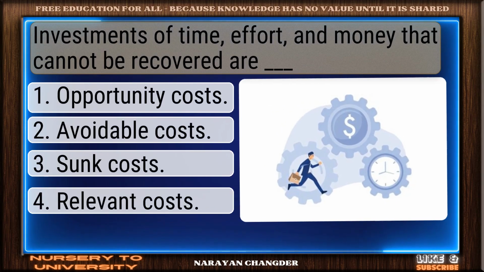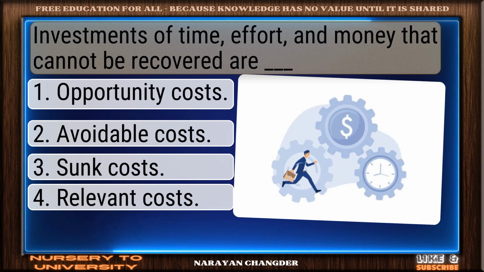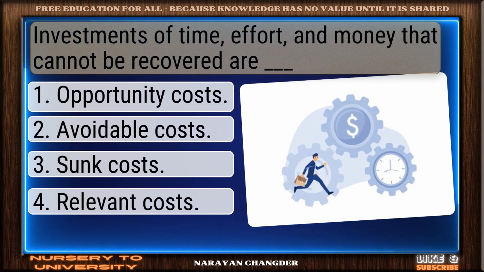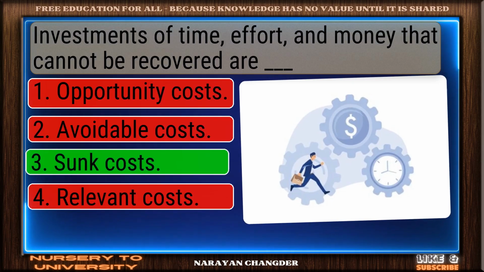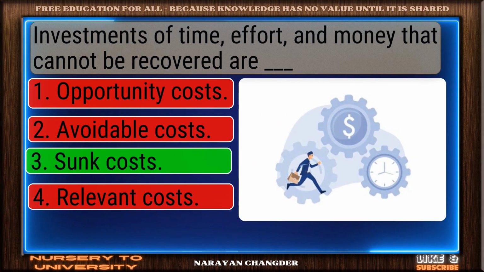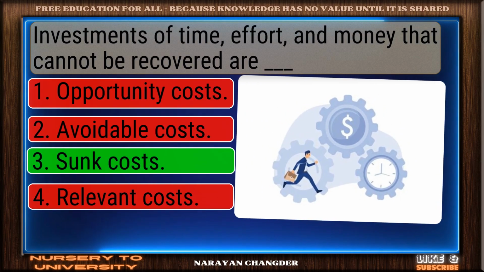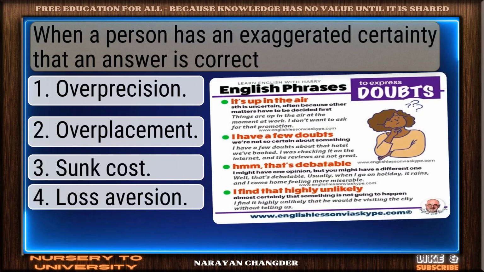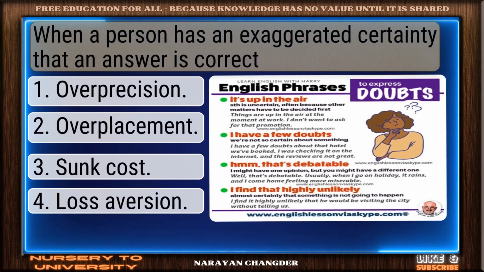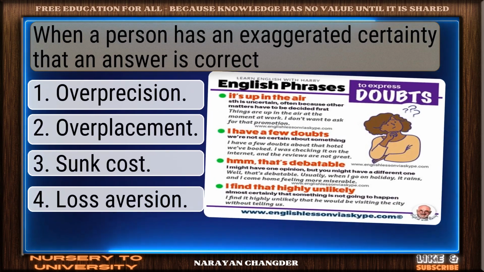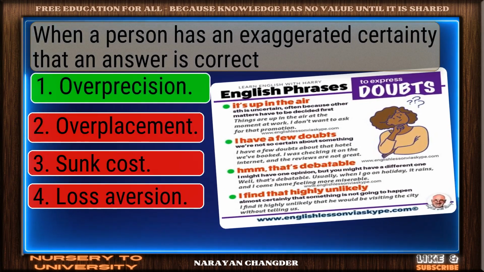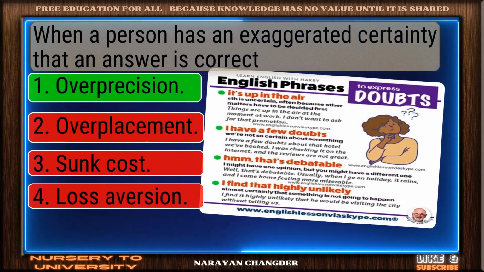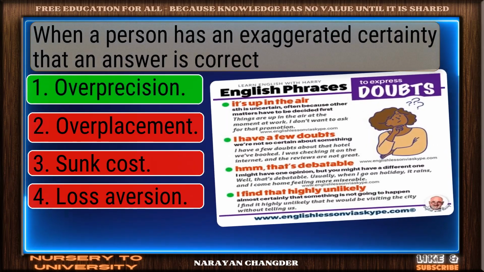Investments of time, effort, and money that cannot be recovered are dash. Nice selection. Sunk costs is the correct and valid answer. When a person has an exaggerated certainty that an answer is correct. Great job. Over-precision is the accurate answer.